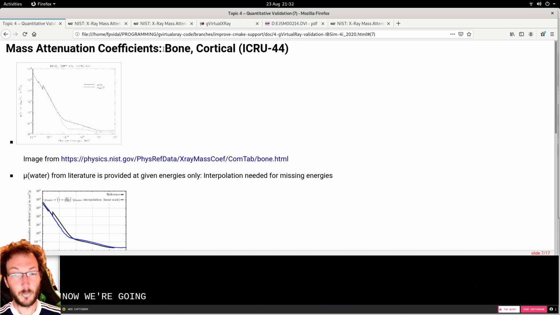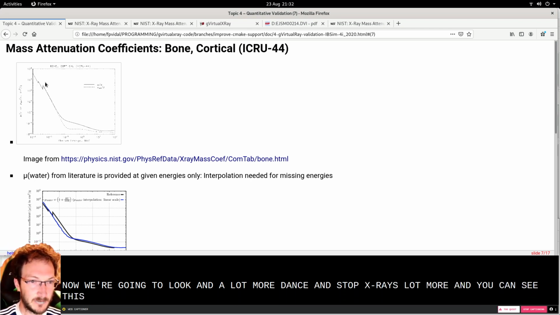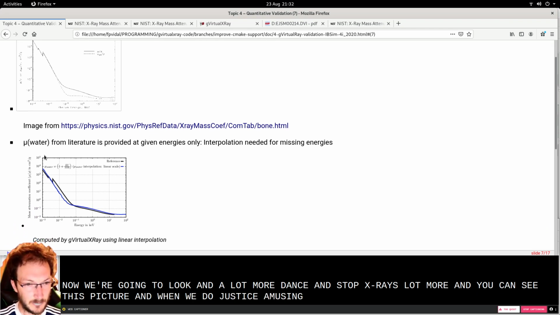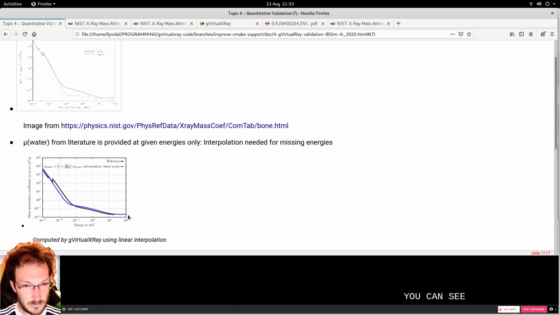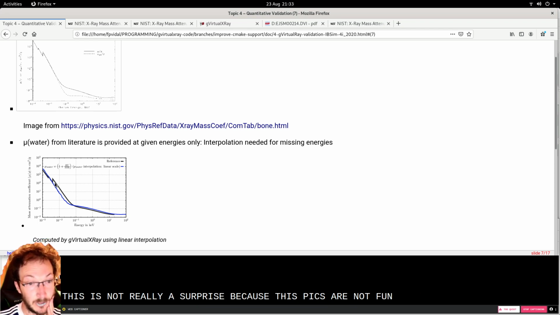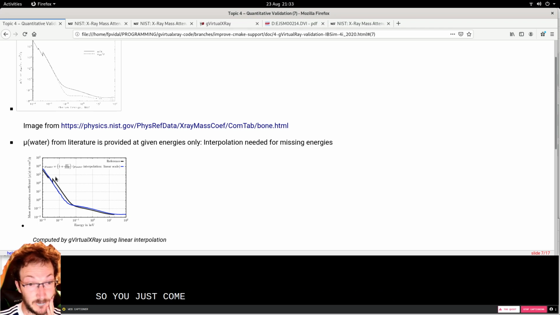Now we're going to look at bones, which are a lot more dense and stop X-rays a lot more, and you can see these peaks. And when we do just the same using this formula, you can see that this is what we get. Well, this is not really a surprise because these peaks are not found in the linear attenuation of water. So you just can't replicate them. So this is not a good solution.